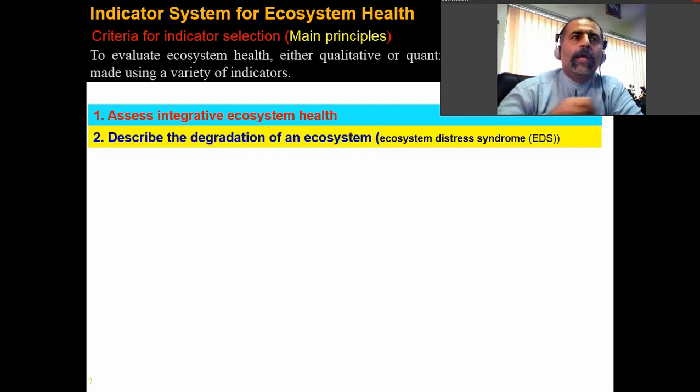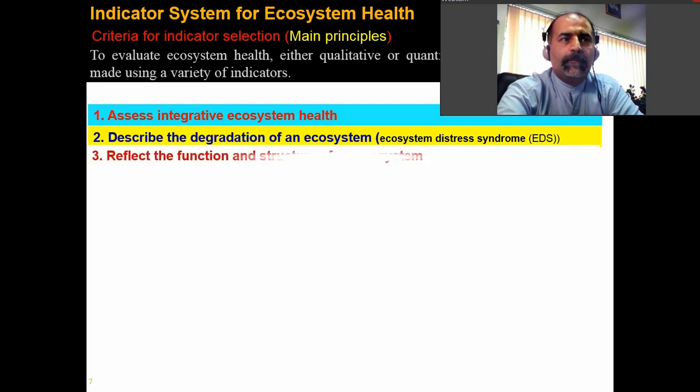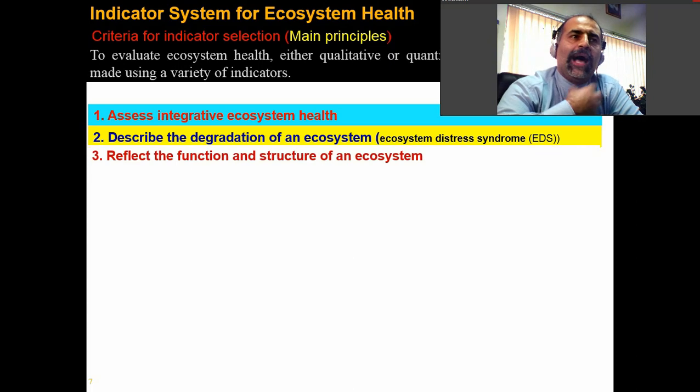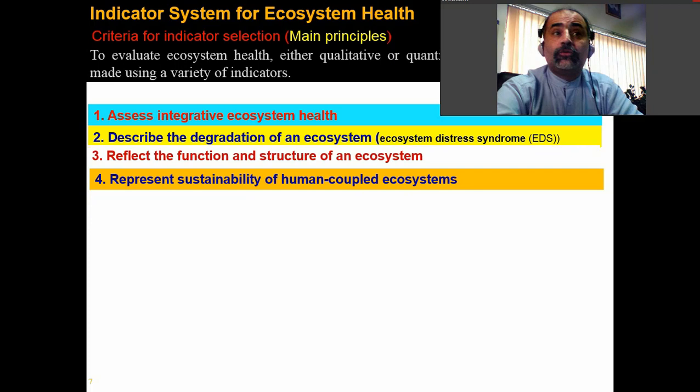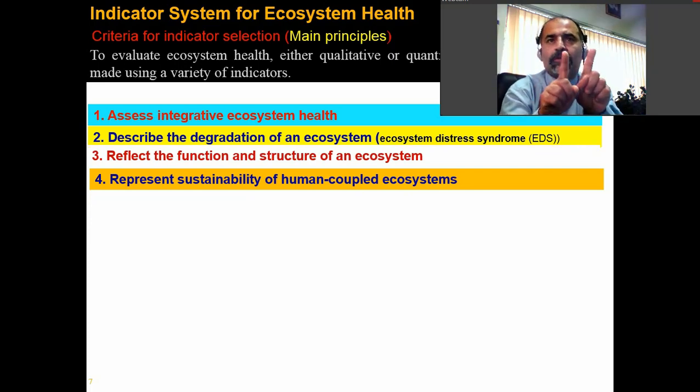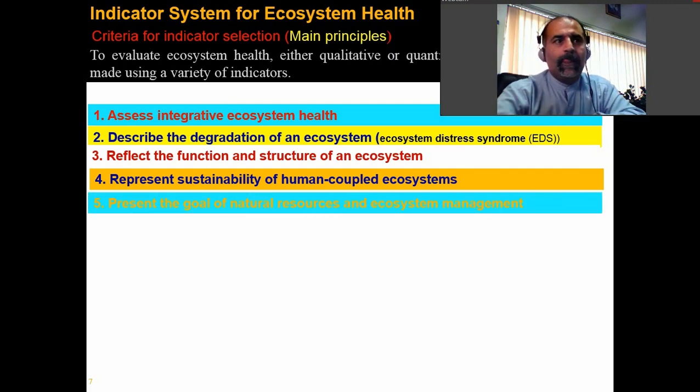And also we have to be able to describe the level of degradation in a particular ecosystem, and we have to understand the distress syndrome of the ecosystem. And also our assessment has to reflect the function and structure of the ecosystem. It has to represent sustainability of the human-coupled ecosystem. So it means these two parts of the ecosystem have to be considered in a coupled form. And also it has to present the goal of natural resources and ecosystem management. We have to know why we are going to manage the ecosystem.